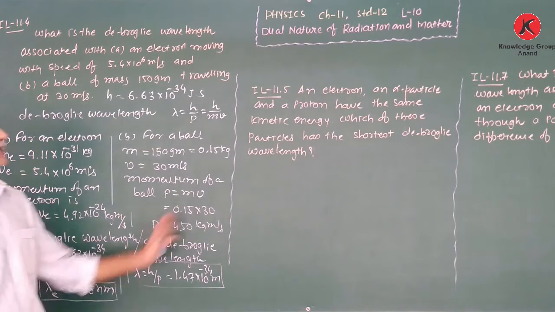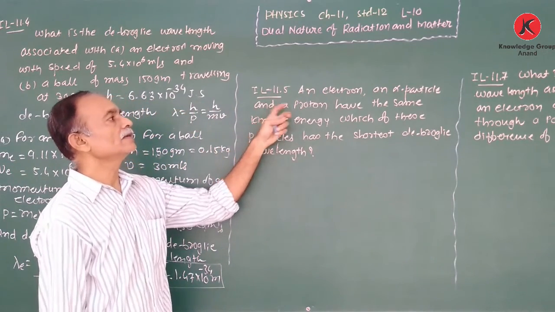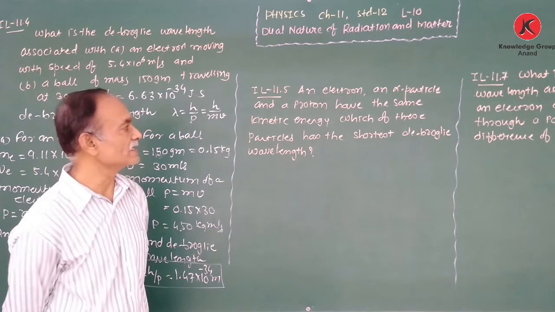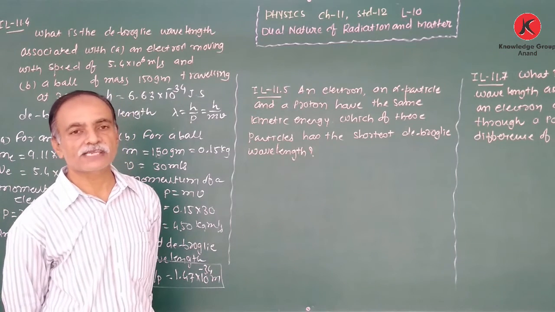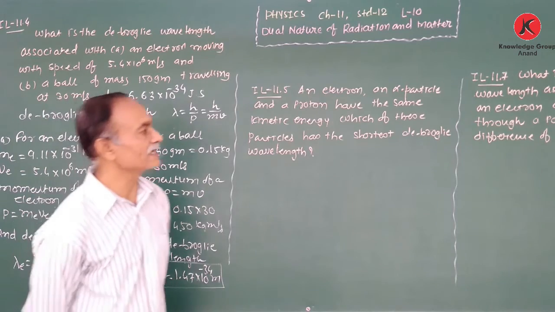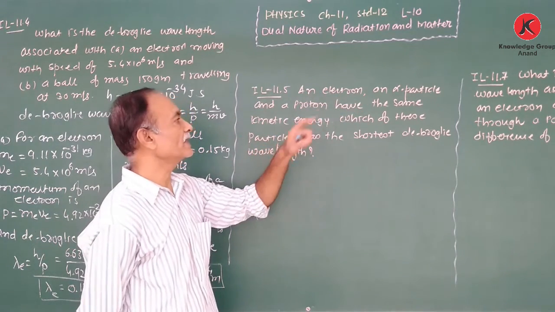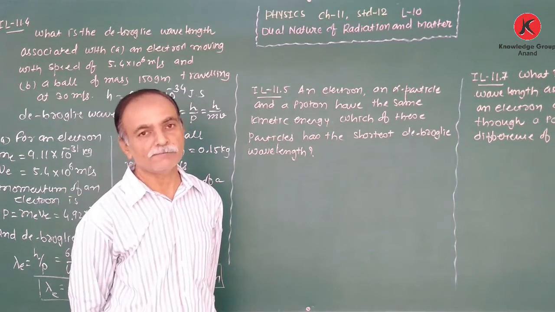Now the next illustration is 11.5. An electron, an alpha particle and a proton have the same kinetic energy. Now which of these particles has the shortest de Broglie wavelength? For that purpose we assume that the mass of the electron is m, the mass of the alpha particle is m alpha and the mass of the proton is m p.